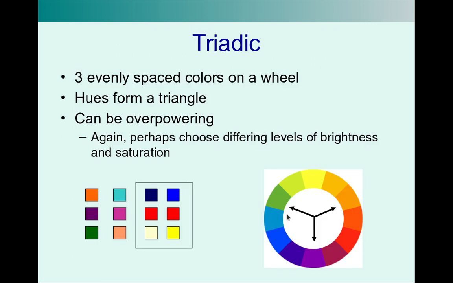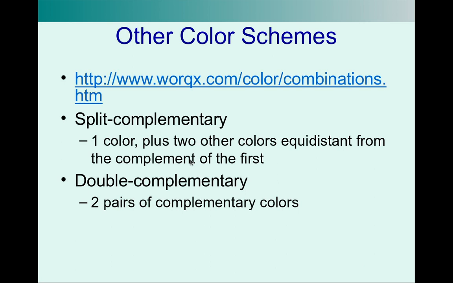For example, this color is exactly complementary to this one, and so this color may be used along with the colors which are equidistant from the complement of this color. So maybe this color along with this and this. So that may be one combination in split complementary. Next is double complementary, where two pairs of complementary colors will be used.